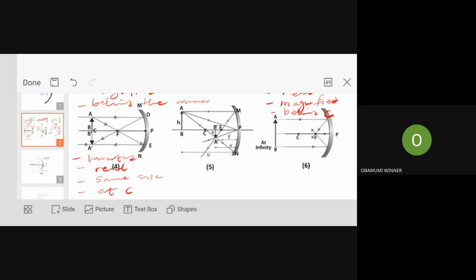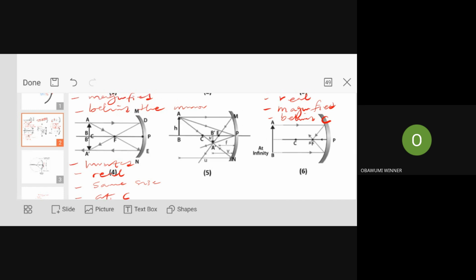So if the object is kept at point C, the image will also be formed at point C. And that is the characteristic I want you to know. So the image will be inverted, the image will be real, the image will have the same size, and the image will be formed at the same point C. And this happens only when the object is kept on the center of curvature. All right. That's the fourth one.